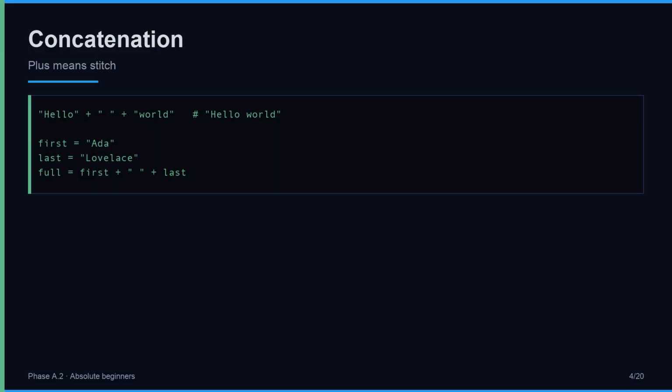"Hello" plus a space plus "world" becomes "hello world". Notice we had to add the space ourselves, Python will not insert one for you. You can also join variables. First holds "Ada", last holds "Lovelace", and full becomes "Ada Lovelace" by combining the three pieces. The plus between strings always means stitch, never arithmetic. That is the whole trick of concatenation.